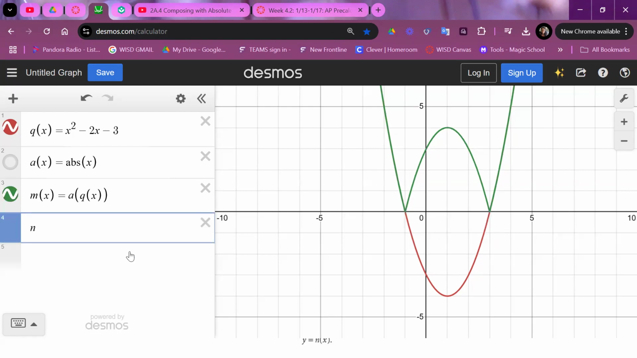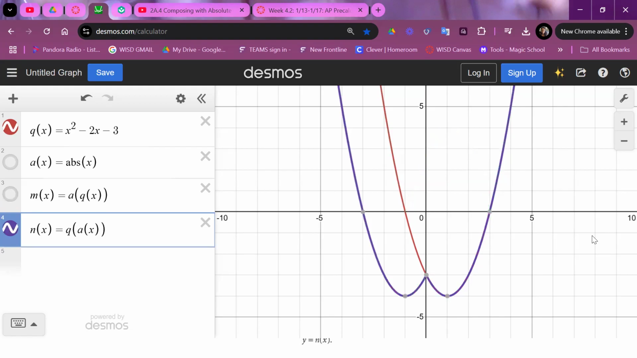N of x, in our notes, says now we're going to do q composed of a of x. That means that we're replacing all of the x's. They're not just plain x's anymore. They're now absolute value of x. So wherever there's an x, I'm changing it to the absolute value of x. So this becomes q composed of a of x.